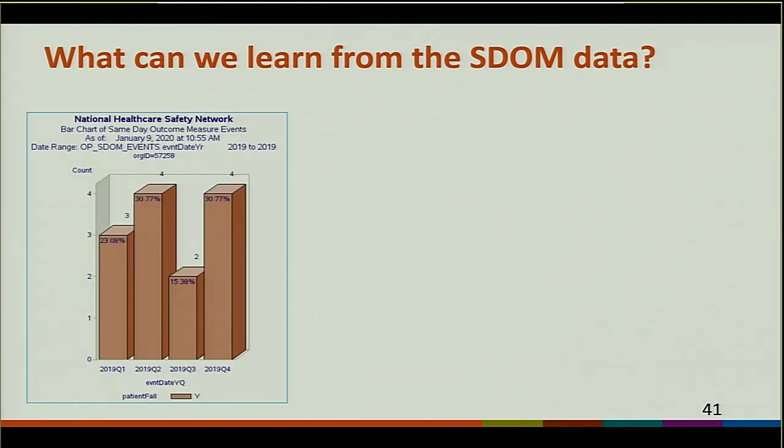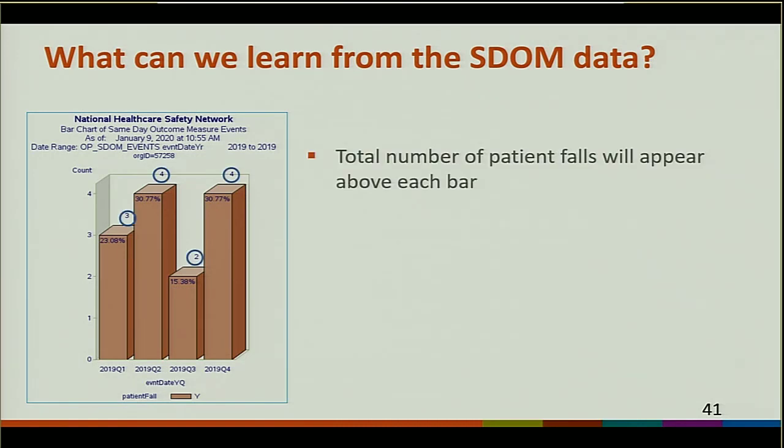So the thing we want to ask is, what can we learn from our same-day outcome measure data by using this bar chart, looking at a whole year's worth of data? We can see that we have a bar chart established here, and on top of each bar we have a number. The total number of patients with falls will appear above each bar. This would say that for the first bar there, for 2019 Q1, there were 3 patient falls that were observed and entered for that quarter.